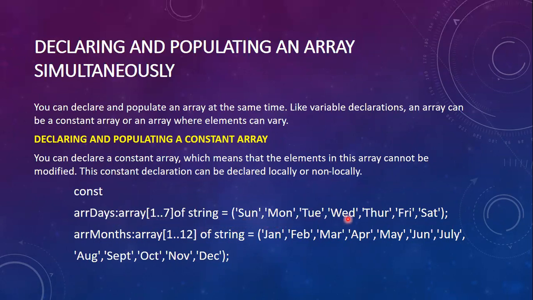Now do you see here? So what I do is I first declare my elements. Now I need to go and assign my elements. So Sunday would be 1, Monday 2, Tuesday 3, until Saturday being 7. Or I can do array months, or array 1 to 12 of string, Jan, Feb, March, April, up to December. Okay, so these are constants, they're not going to change.